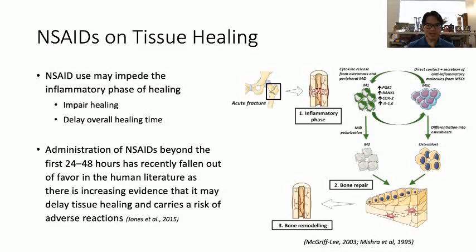NSAIDs may also have some impact on tissue healing. Some studies have found that they may impede the inflammatory phase of the healing process and delay overall healing time. This figure shows that in acute fractures of the femur, the body will initiate inflammation, which includes release of different kinds of cytokines, and those cytokines help to speed up the healing process. But if the patient is getting long-term NSAIDs, it might suppress this inflammatory phase and further delay the healing time.